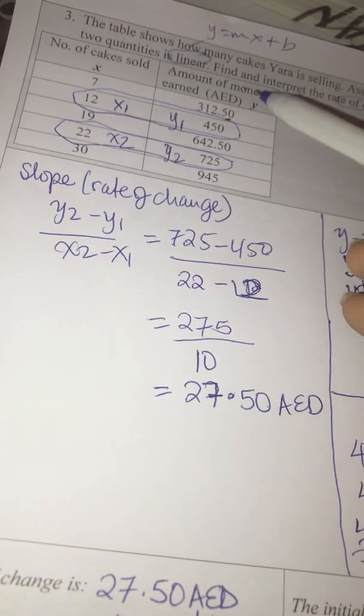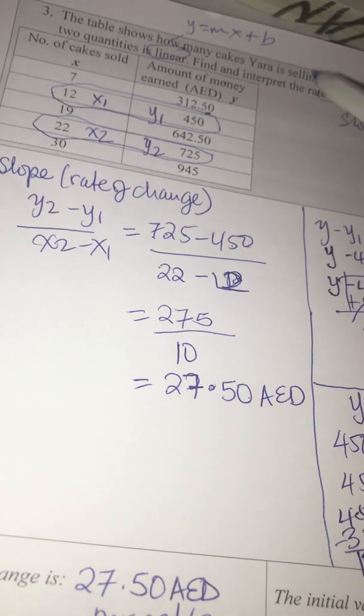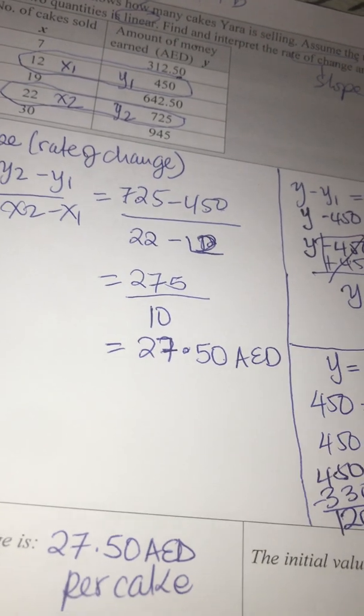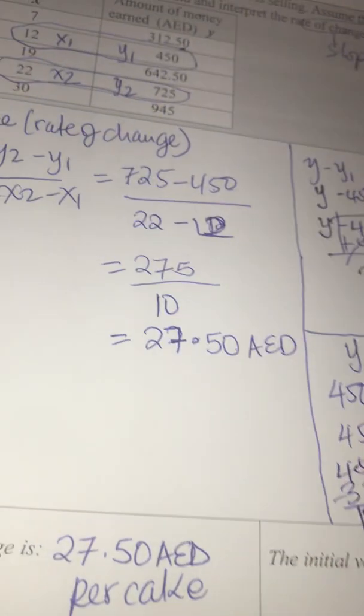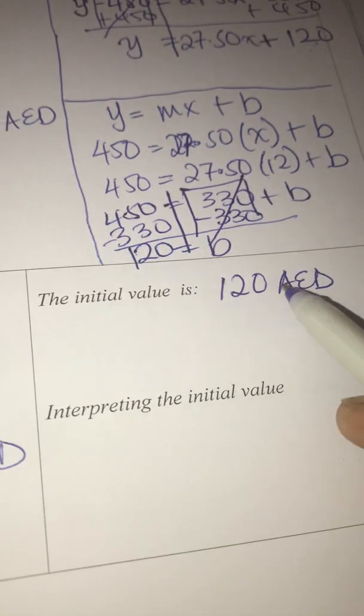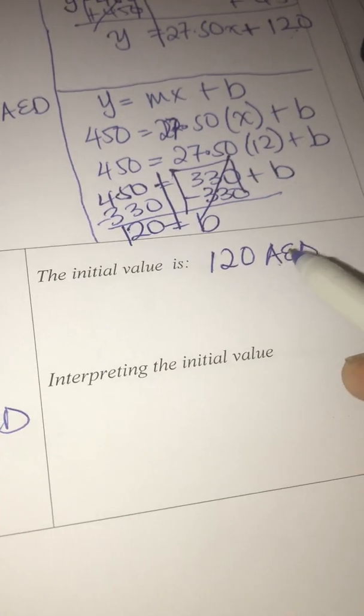So what is the initial value? So what is Yara doing? Selling. So before she started selling, when she opened her store, in her drawer, she had 120 dirham. That's what this means. Okay?